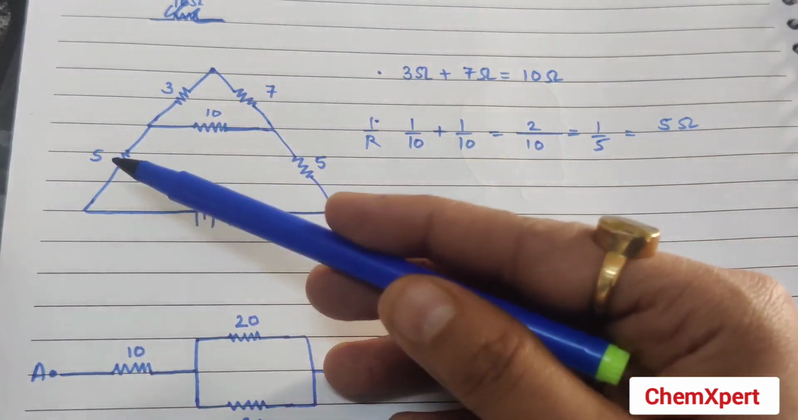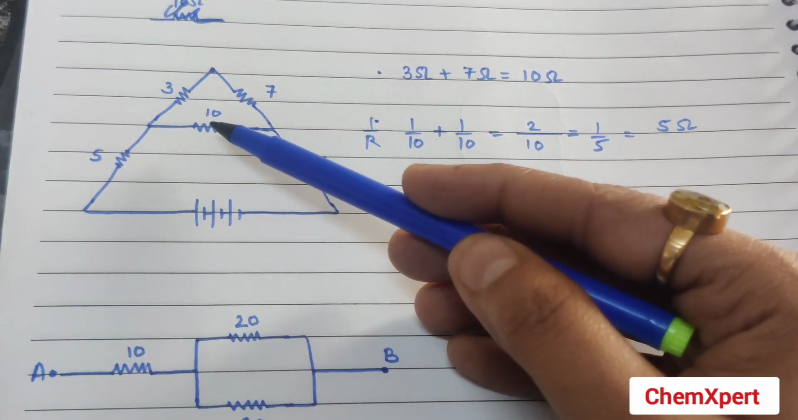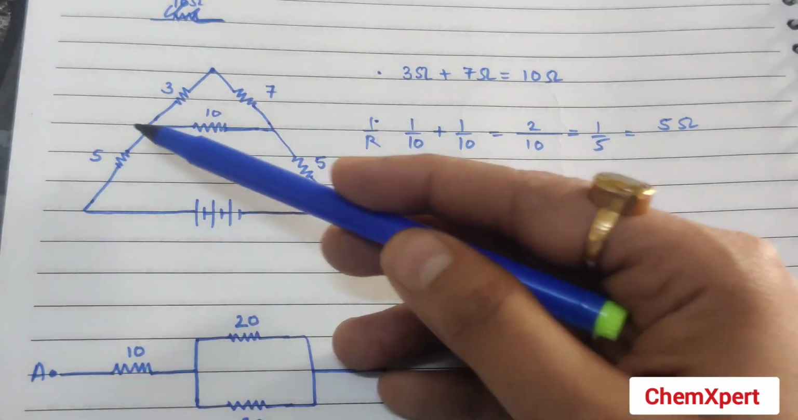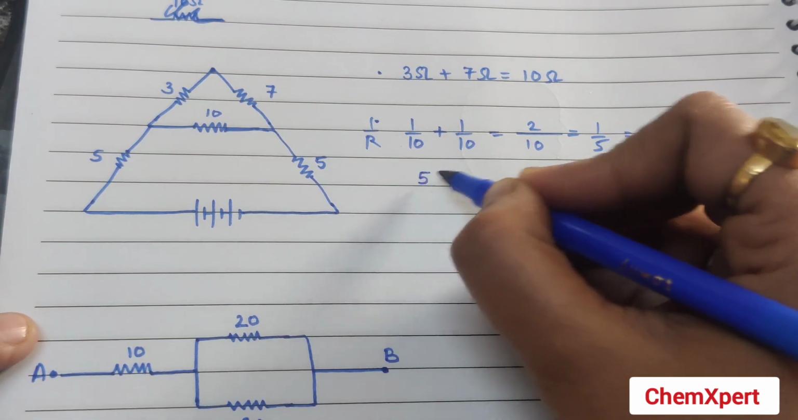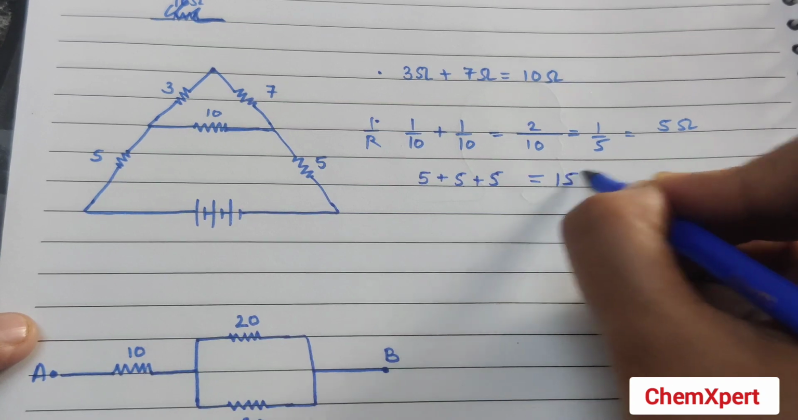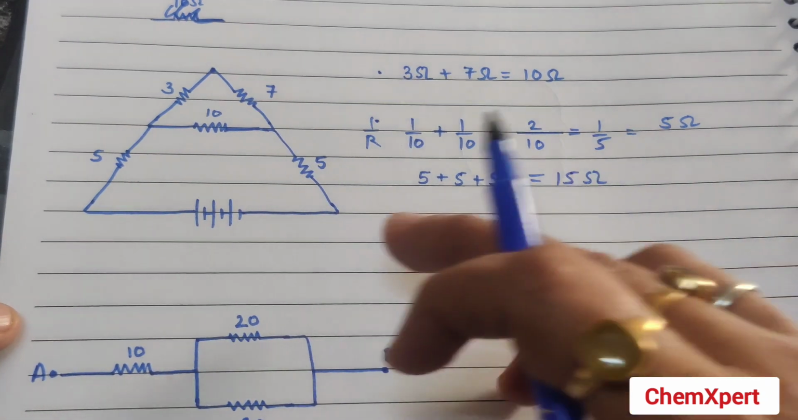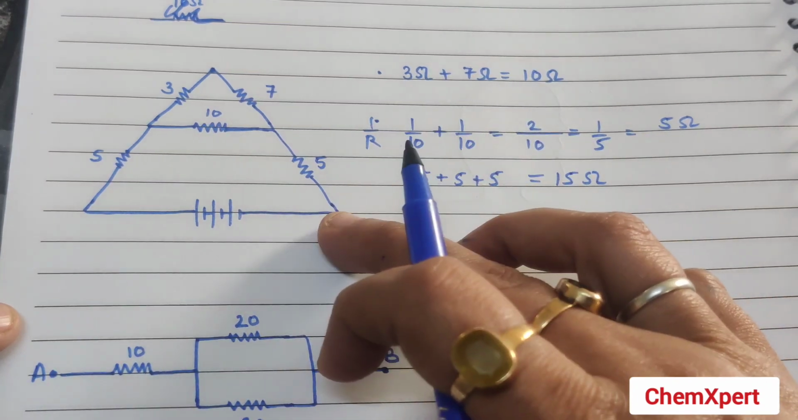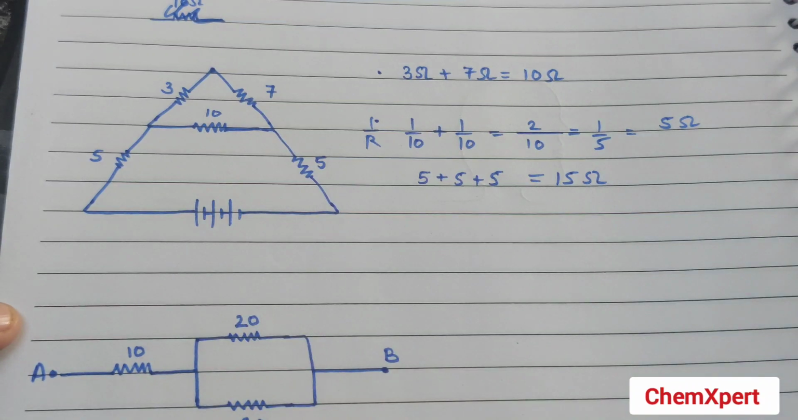So now all the three, this 5, the equivalent resistance of this part which is also 5, and this 5, all three are in series with each other. So now the net resistance will be 5 ohm plus 5 ohm plus 5 ohm. Answer comes out to be 15 ohm. The important thing in this question is to just identify whether the resistances are in series or in parallel.